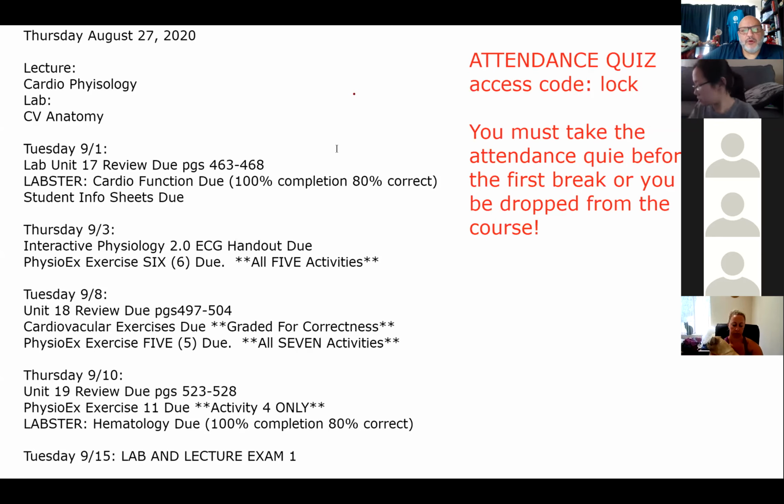Although I think we went over them, I want to go over some more. A bunch of assignments are coming up over the next couple of weeks. Your first, if you haven't gotten your lab manual yet, your first lab assignment is due on Tuesday.